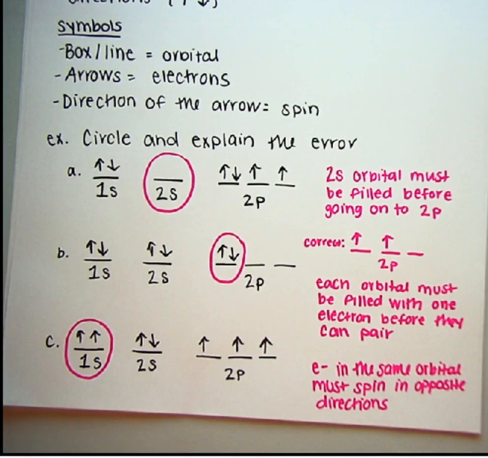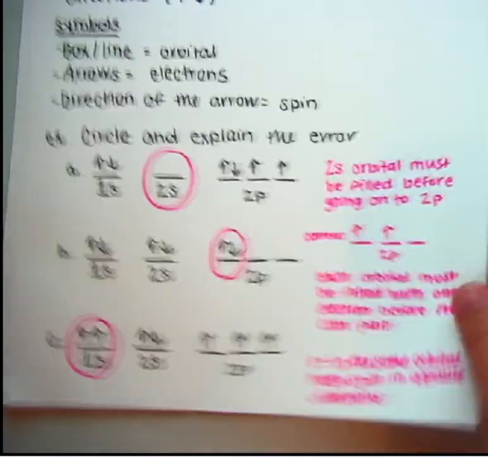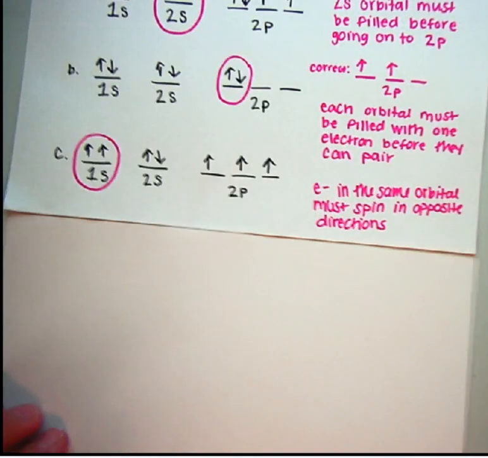Try not to use pointing up, pointing down, arrows, box, or line. We don't want to use any of that terminology. What we want to use is orbital, electrons, spin. All right, let's draw some that are correct.